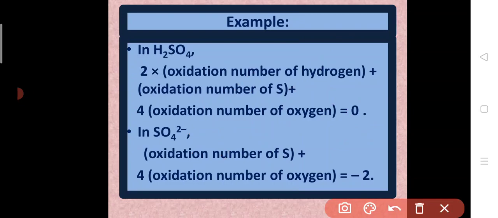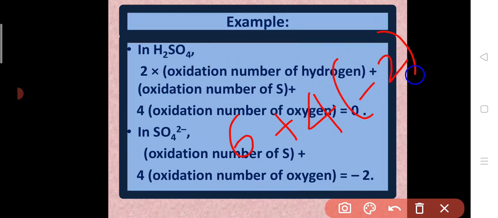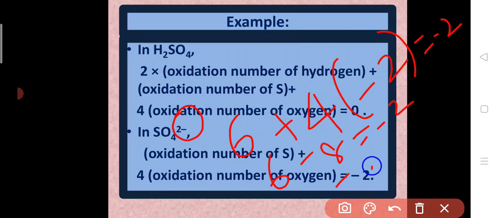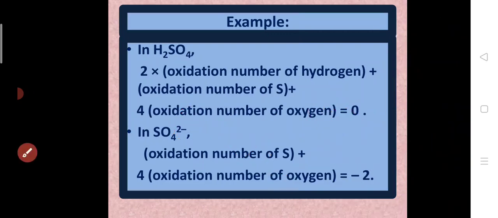Always remember, the oxidation number of hydrogen is +1, and for sulfur it is +6. So here, in SO4 2-, only one sulfur is there, so 6 plus 4 oxygens. The oxidation value of oxygen is -2, and that should equal the charge -2, which goes on the right hand side. So 6 minus 8 is equal to -2, and -2 is equal to -2. Then if you bring that inside, -2 plus 2 is equal to 0. So you will get the answer as 0.